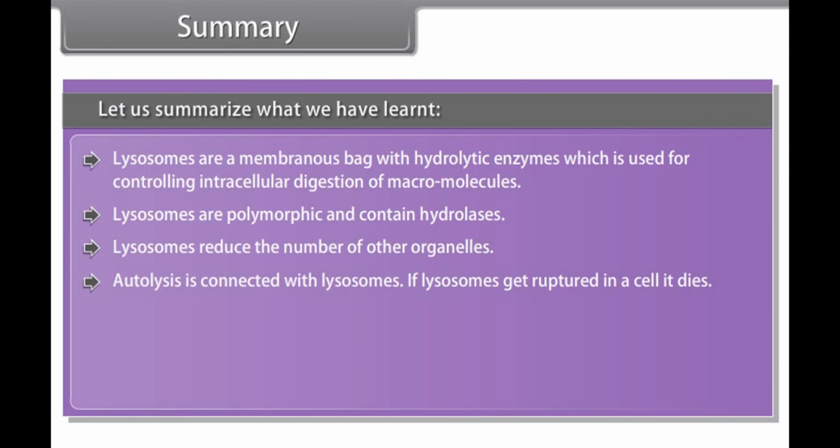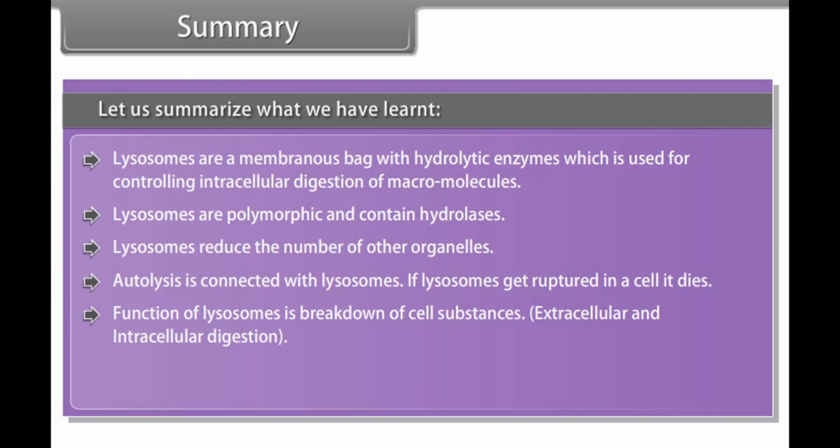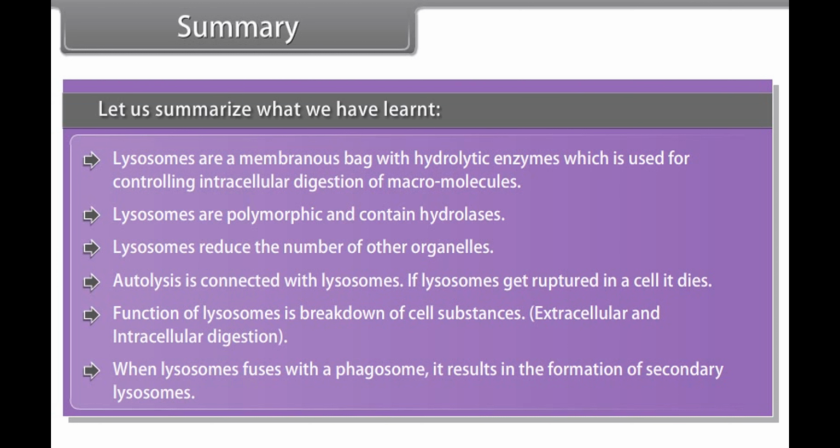Autolysis is connected with lysosomes. If lysosomes get ruptured in a cell, it dies. Function of lysosomes is breakdown of cell substances. When lysosomes fuse with phagosome, it results in the formation of secondary lysosomes.